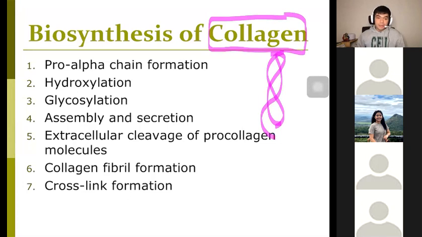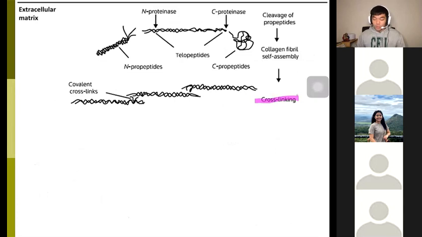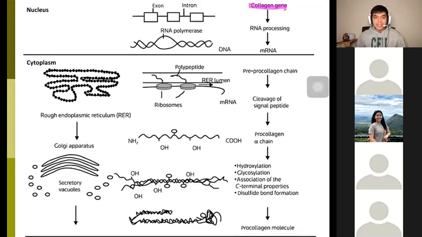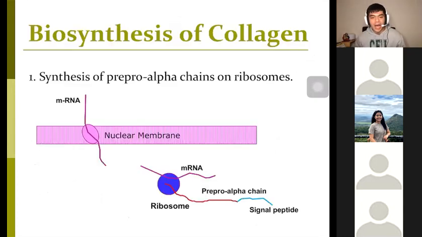We can divide the steps into 7, starting with pro-alpha chain formation until cross-link formation. Don't worry, we will go through them one by one. So from time to time, check this part of the slide or PowerPoint so you are guided. This figure summarizes the different steps involved in collagen formation, starting with the gene that encodes for collagen until such time that there is cross-linking. So this is a summary that we will go through one by one. Right now, let's discuss the specific steps.